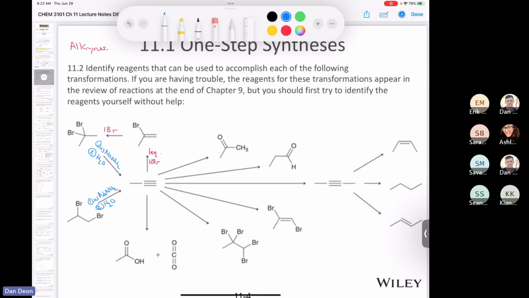All right, let's take a look at the one that's going straight down. So this one here, this is another ozonolysis reaction. The first step is going to be ozone. Does anybody remember what the reagent in the second step is?